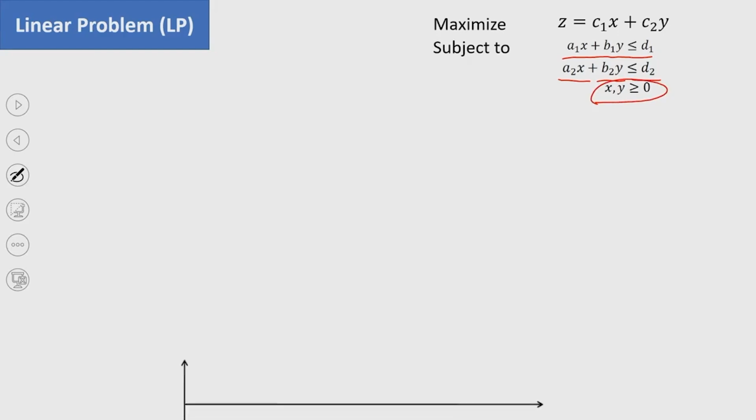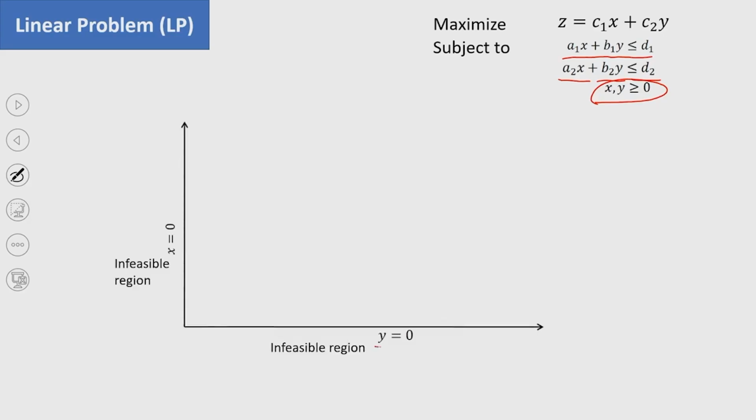So, let us plot it. This is y equal to 0 and this line is x equal to 0, and this part is the infeasible region, because x and y should be positive. If it is on this side, the x value will be negative, and on this side the y value will be negative. Therefore, this is the infeasible region. So, this is x equal to 0 and this is y equal to 0.